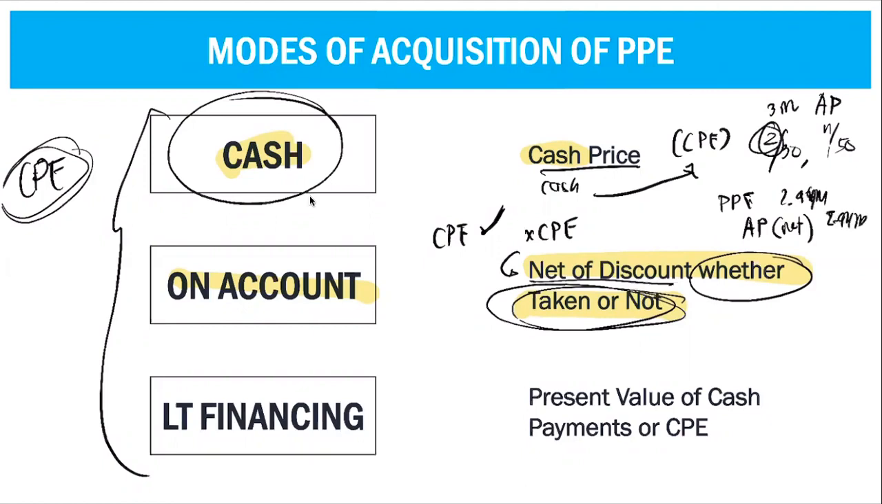Okay? 2.94 million. So, take note, pagka binili natin yung property, plant, and equipment, it should be measured at cash price equivalent. So, anong cash price equivalent sa on account? Eh di kung given, yun na siya. Pero kung wala, sir, ano yung cash price equivalent? It is the net of discount, whether taken or not. So in our example, we have here 2 over 30. That is the amount of the discount. So whether we will take or will not take that discount, we record the PPE net of that discount.